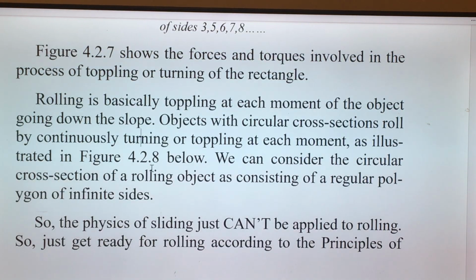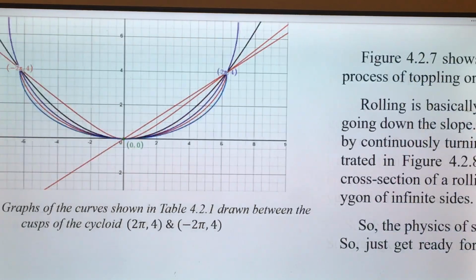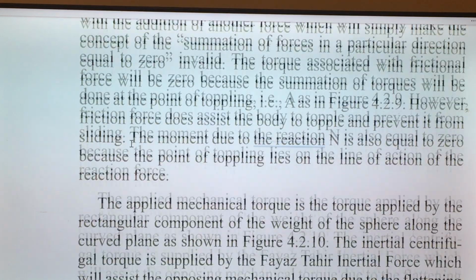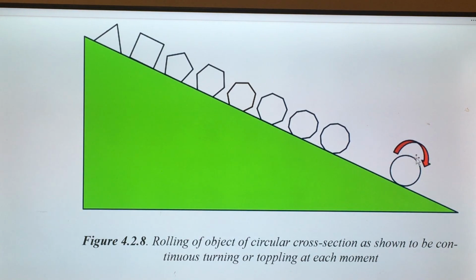As illustrated in figure 4.2.8 below, as I showed you in the figure, we can consider the circular cross section of a rolling object as consisting of a regular polygon of infinite size. So you see 3, 4, 5, 6, 7, 8, 9, 10, 11 and up to infinity, you get a circle. So a circular object is like a polygon of infinite size.